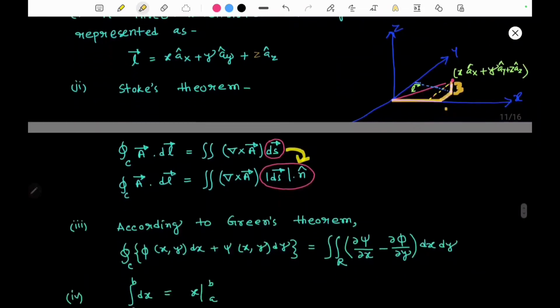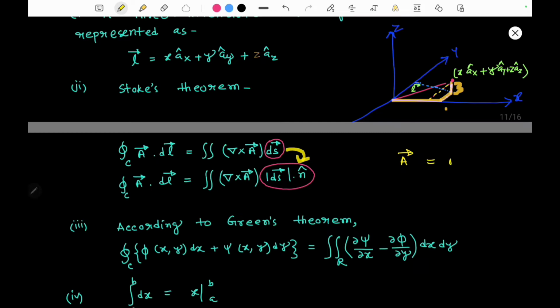Okay, so now Stokes theorem. What is Stokes theorem? We just need to know the formula here. In Stokes theorem we can represent the closed line integral as a surface integral like this. So the closed line integral of A vector dot dl vector equals the double integration of del cross A vector dot ds vector.